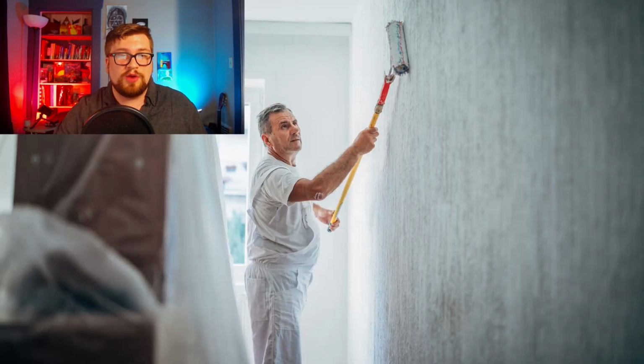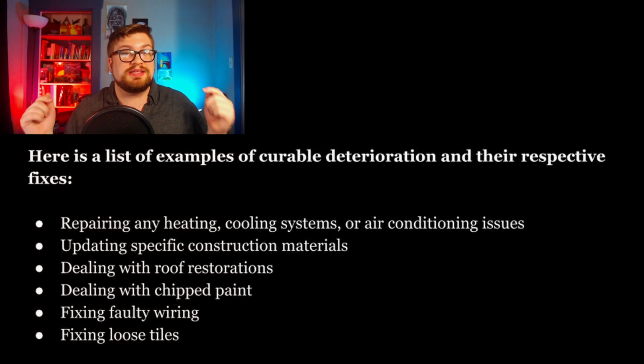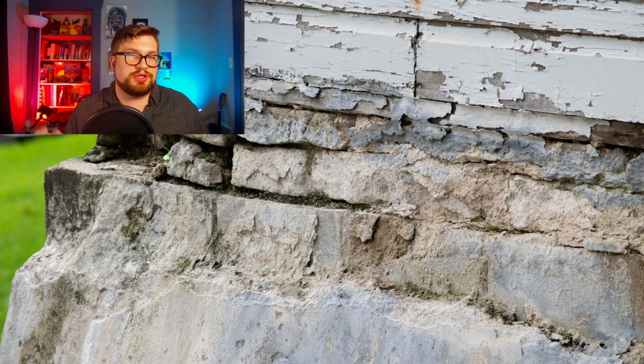Curable deterioration refers to the form of deterioration that's economically possible to repair. For example, maybe there's some old paint that's deteriorated and dealing with that could eliminate the problem. It's curable, it's fixable, and it's economically feasible. Here's a quick list of examples of curable deterioration and their respective fixes. So obviously you can see on here repairing heating cooling systems, dealing with roof restorations, chipped paint, faulty wiring, loose tiles, things like that. Now let's talk about incurable deterioration.